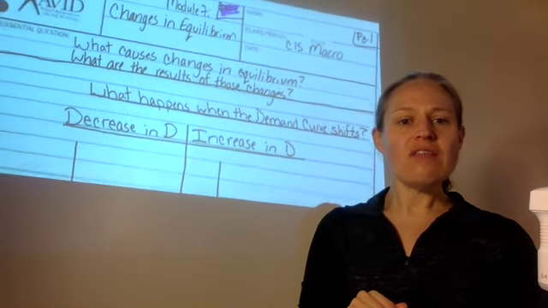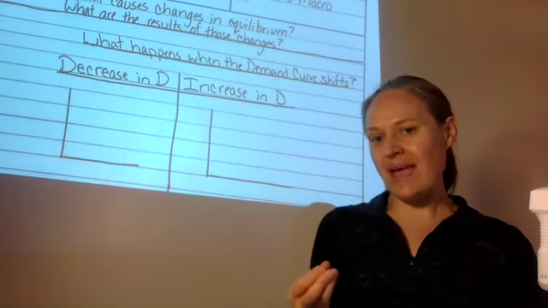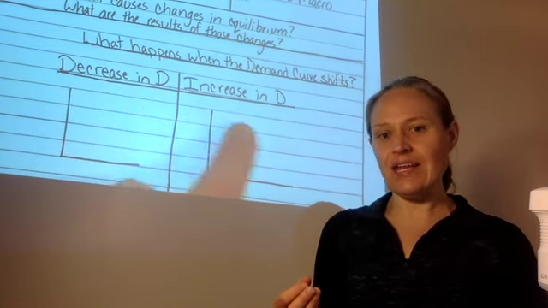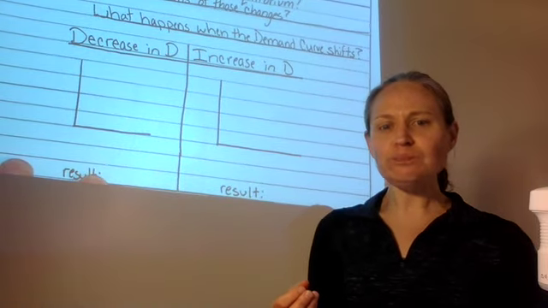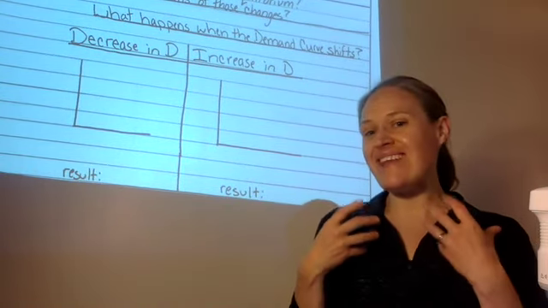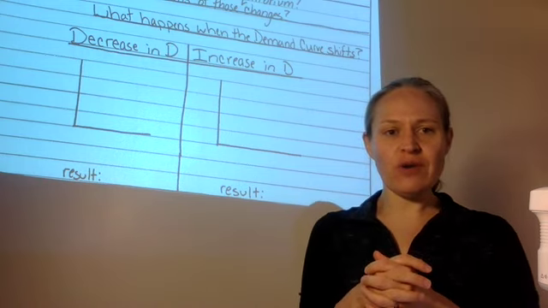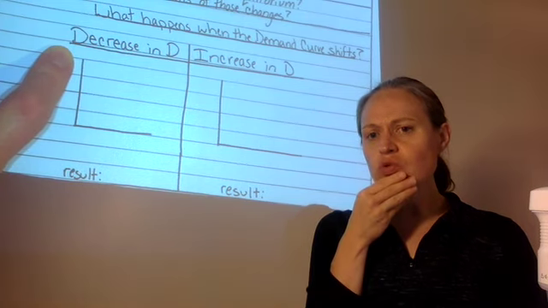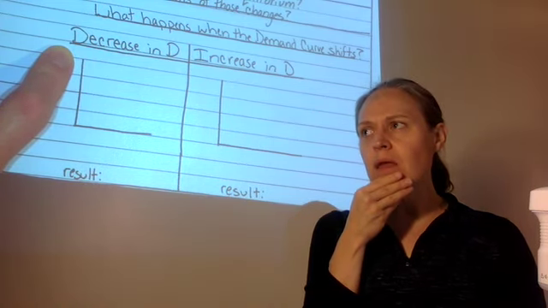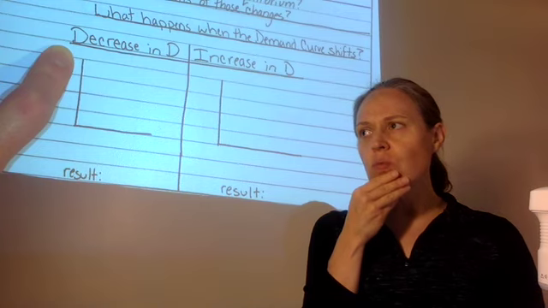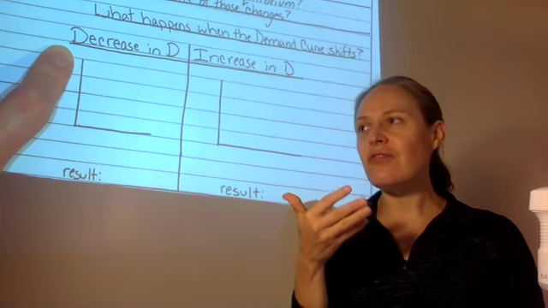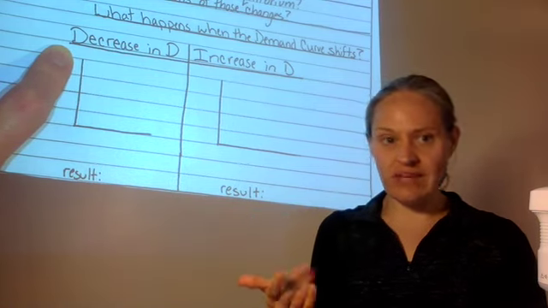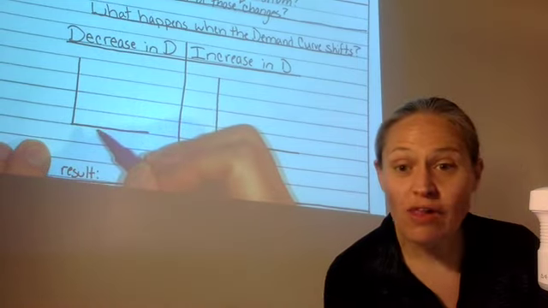All right, so it's going to say what happens when the demand curve shifts. We're going to go through what would happen if there's a decrease in demand and an increase in demand. There could be some sort of scenario that happens. For example, for a decrease in demand, what would happen if the demand for shoes decreased? And then we'll see. All right, so we start out all of these graphs the same way.